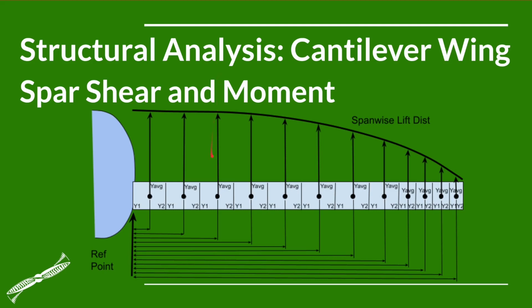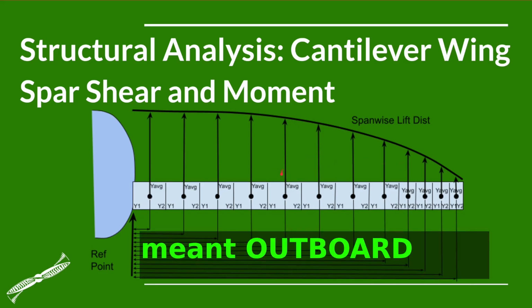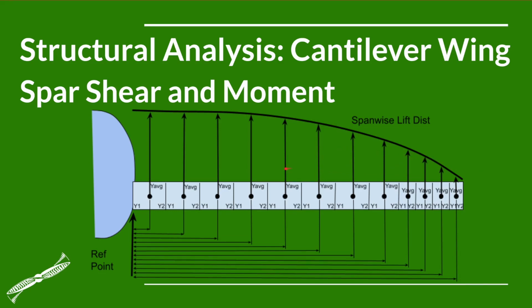In this particular video, we're going to talk about doing shear and moment analysis on a cantilever wing spar, or at least on the portion of the wing that is cantilever. For example, if you have a strut braced wing, outside of that strut attachment to the wing, that's going to be cantilever. So this video will apply to that portion of a wing.